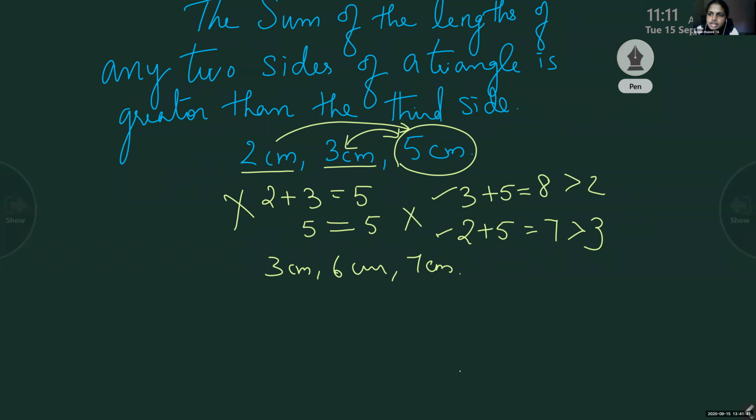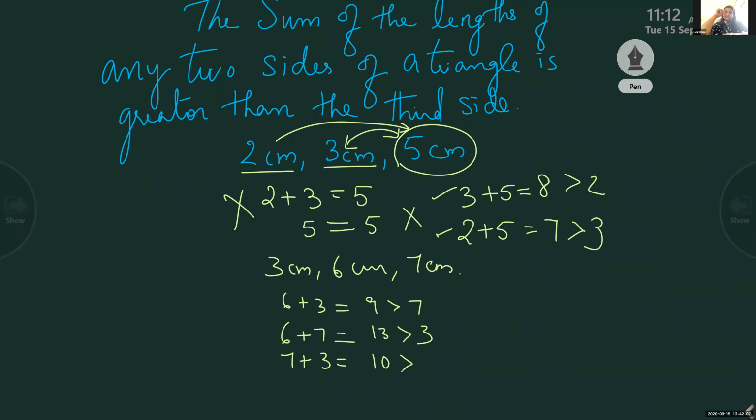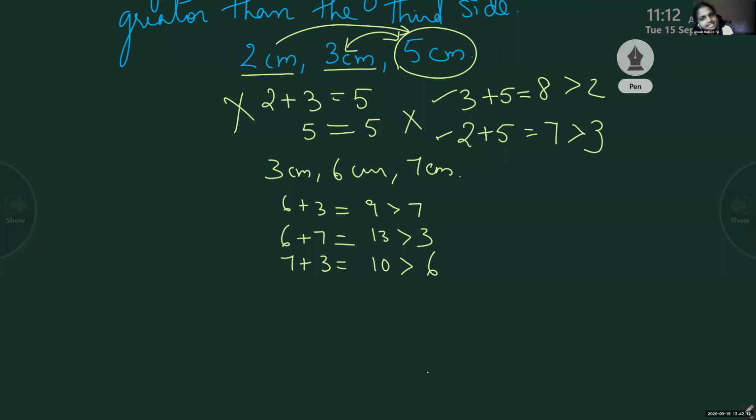Ma'am, in one step it is okay, but in the other step it is not. When we take the first two sides, 3 plus 6 is 9, which is greater than 7. Take the other two sides, 6 plus 7 is 13, which is greater than 3. Then 7 plus 3 is 10, and the third side is 6. Yes, so it is possible.